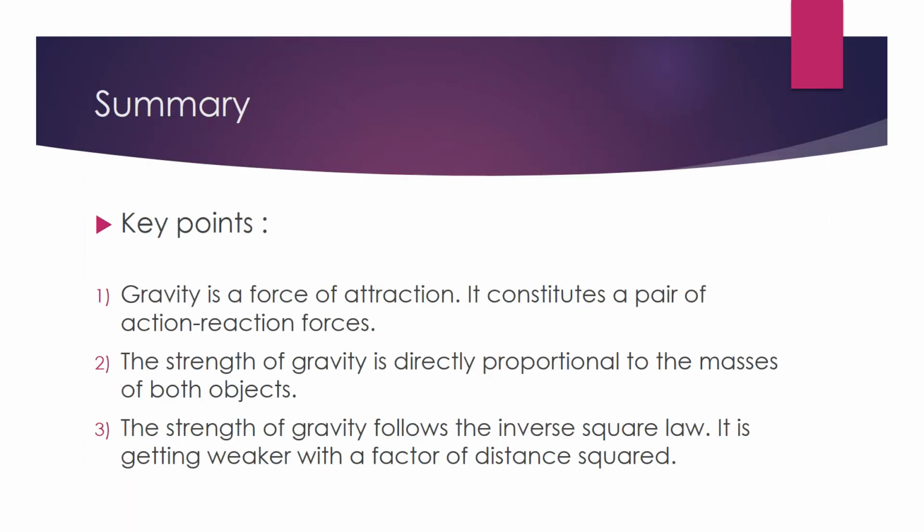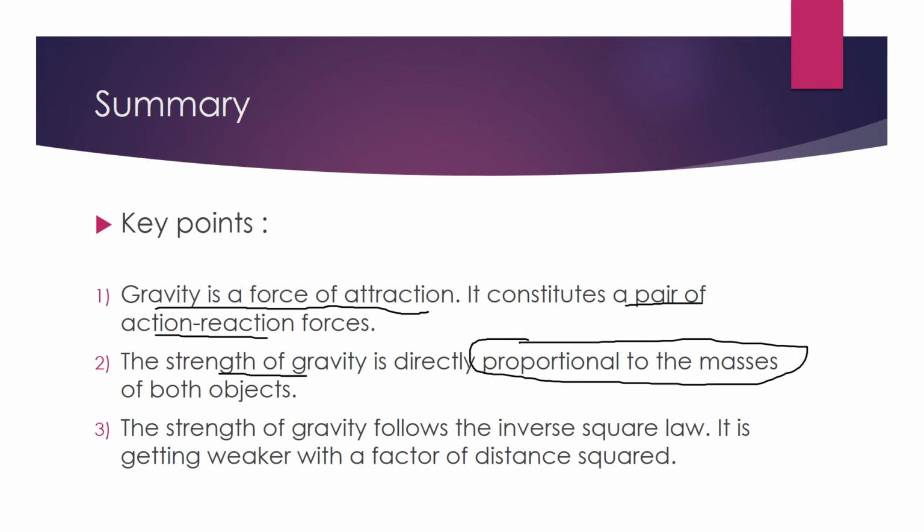Now a quick summary of the key points. Number 1: gravity is always a force of attraction, never a repulsion, remember that. It also forms a pair of action-reaction forces, just like Newton's third law. Number 2: the strength of gravity depends on the mass of each body. Number 3: the strength also follows the inverse square law. What is the inverse square law? It means that the force gets weaker by a factor of r squared.